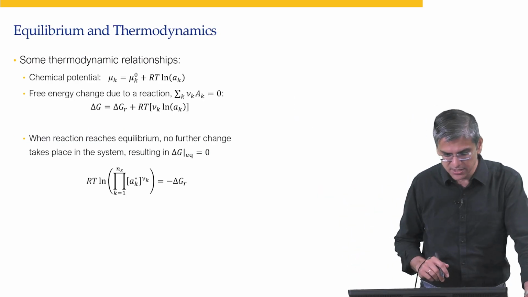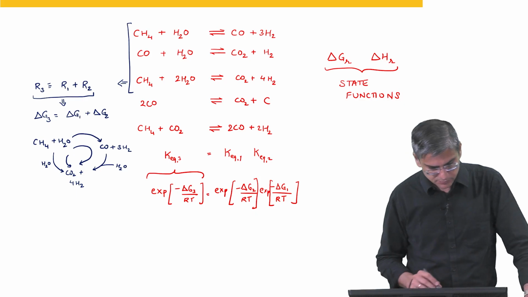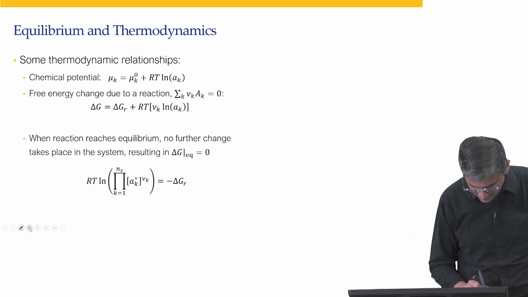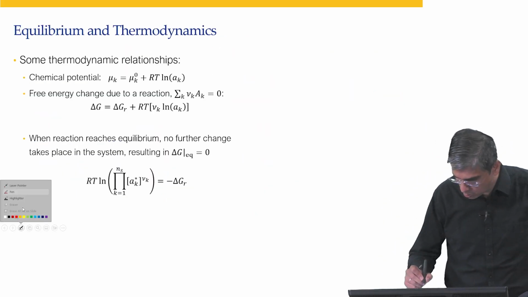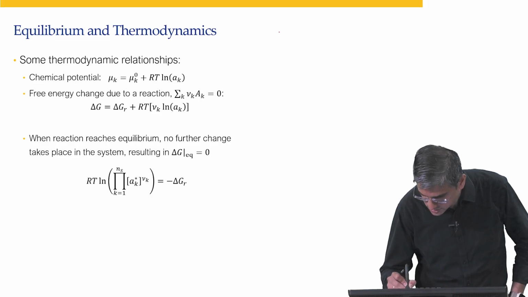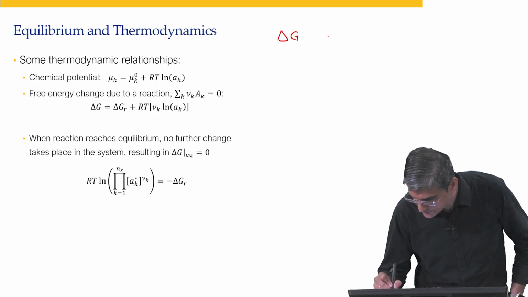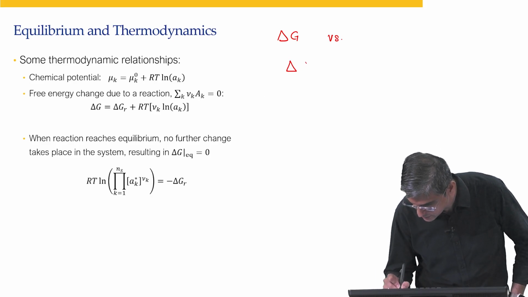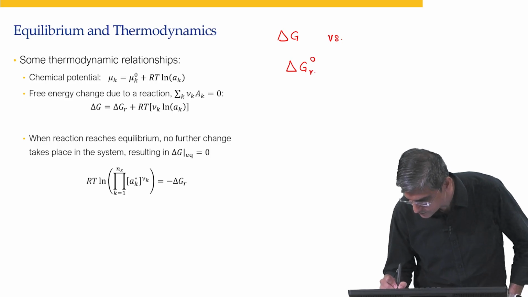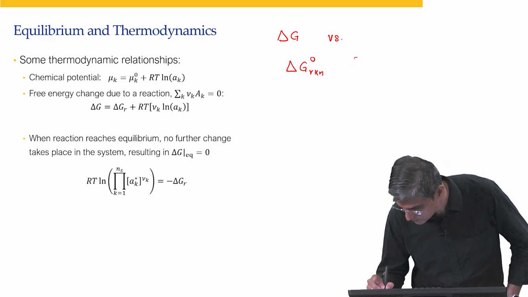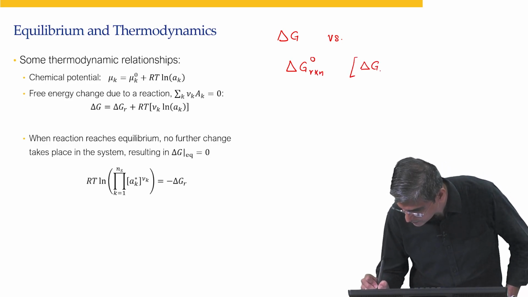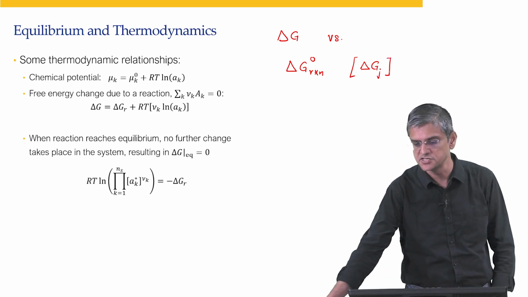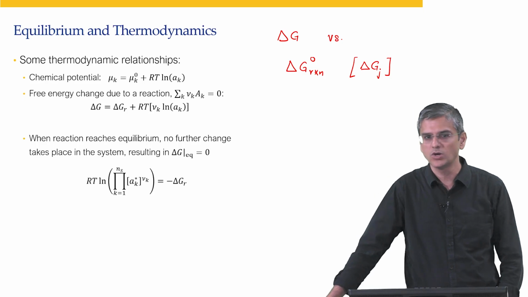The other confusion students often have is what's the difference between delta G versus, as shorthand, we will represent this as delta Gj. What's the difference between the two?